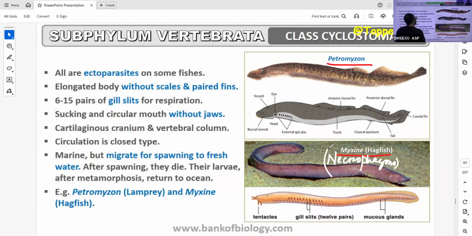Remember this, that petromyzon basically has a suctorial mouth that helps it in attachment to the surface and absorb nutrition. Whereas the myxin or hagfish is not capable of doing so. So therefore myxin or hagfish are necrophagous. They eat upon the dead and decaying matter present in the nearby region. Understood? Petromyzon, lamprey and myxin and hagfish. Clear?